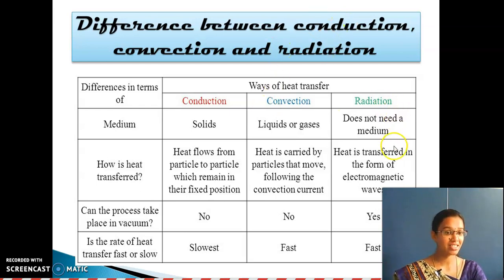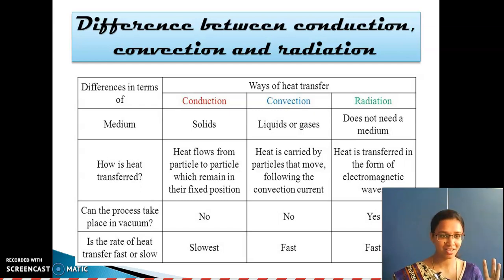And in radiation, heat is transferred in the form of electromagnetic waves, EM waves. And then, can the conduction process take place in a vacuum? No. Convection also does not take place in a vacuum, but the only process which takes place in a vacuum is radiation. And is the rate of heat transfer slow or fast? Conduction is slow. Convection is fast compared to conduction, but radiation is very much faster. So this is the difference between conduction, convection, and radiation.